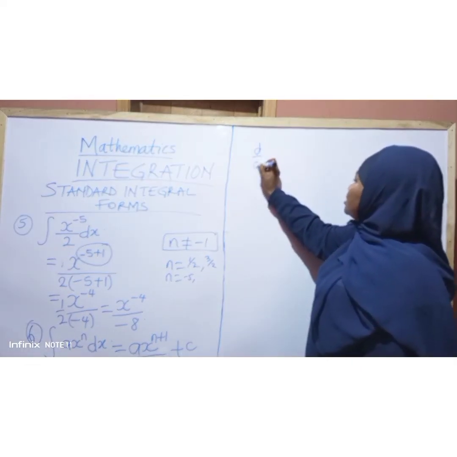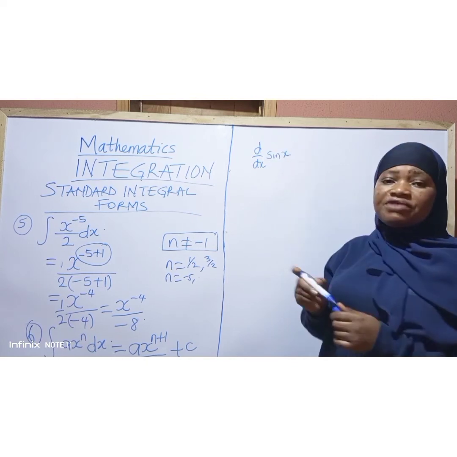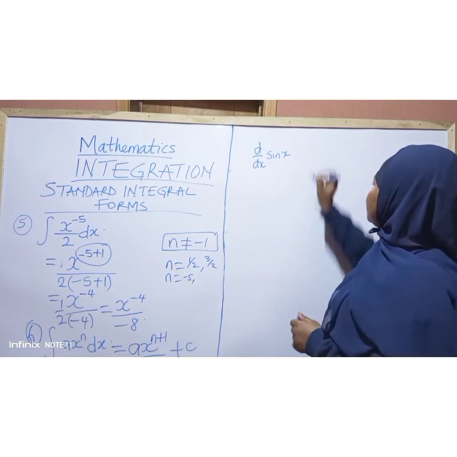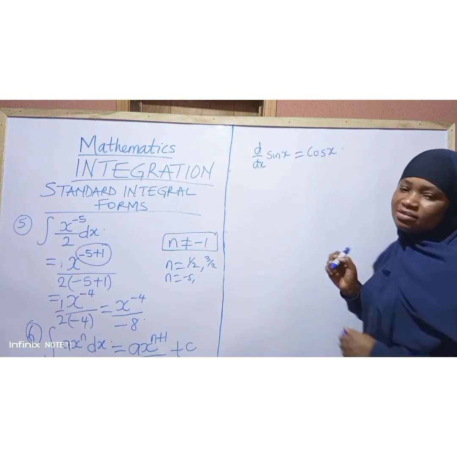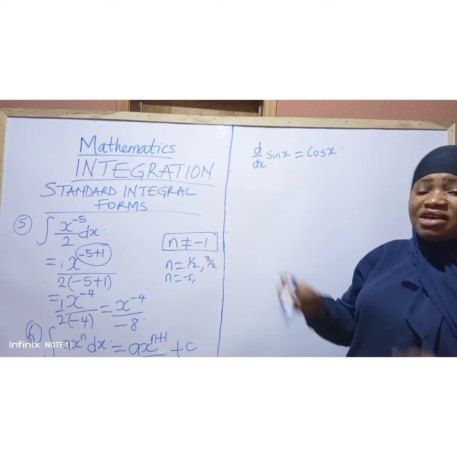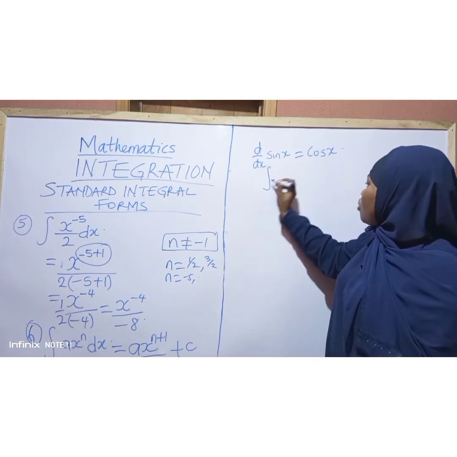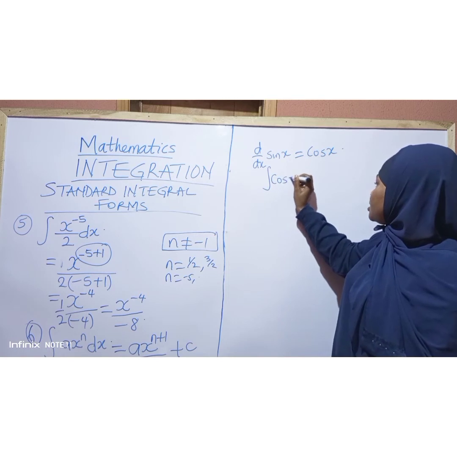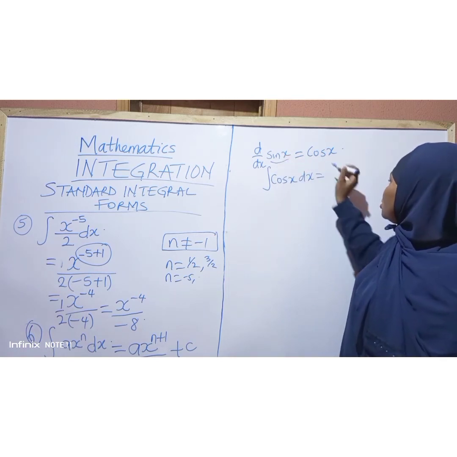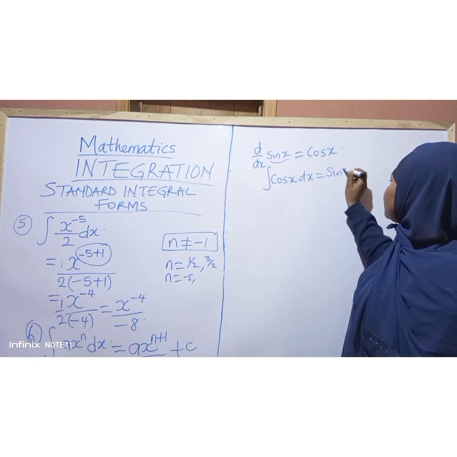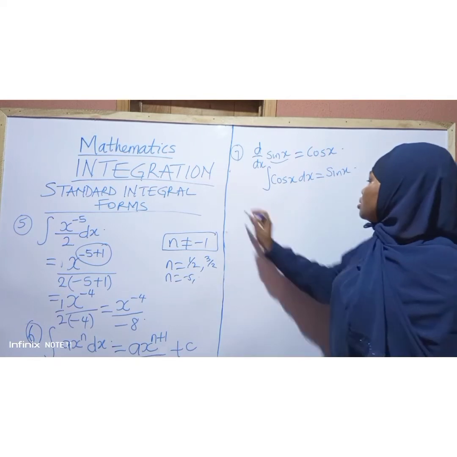d dx of sine x, that is differentiation of sine x, is equal to cos x. Integration as the inverse of differentiation now. You now say that the integral of cos x dx is equal to sine x. So this is number 7.